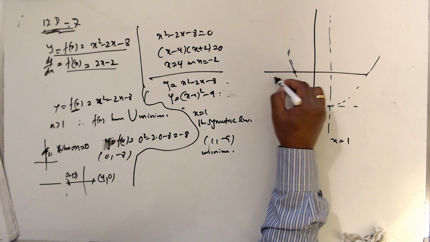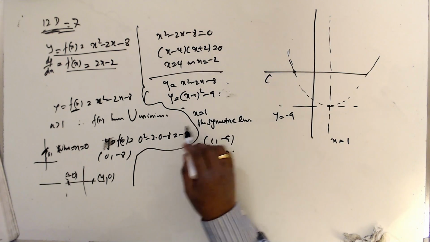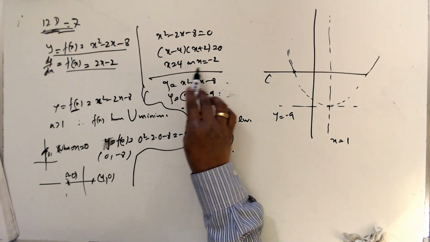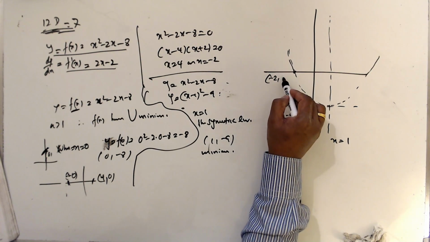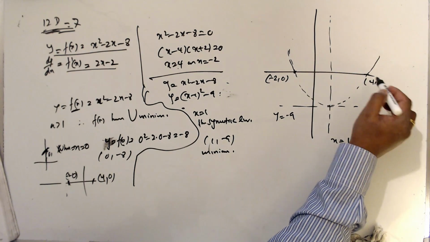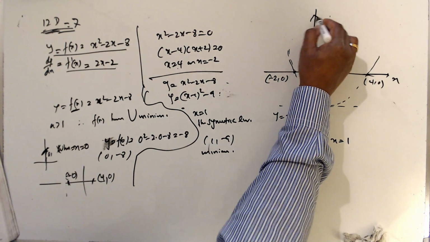So this point is, as we found out, (minus 2, 0), this is (4, 0), this is x and this is y.